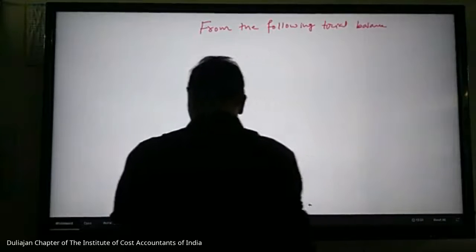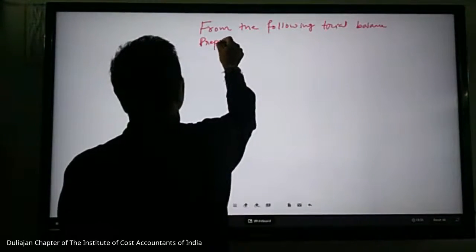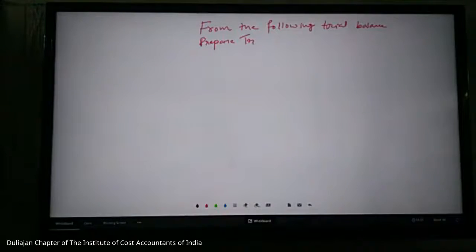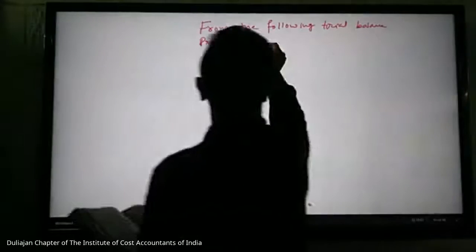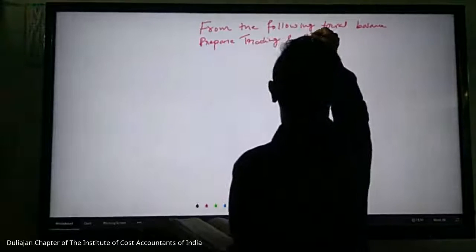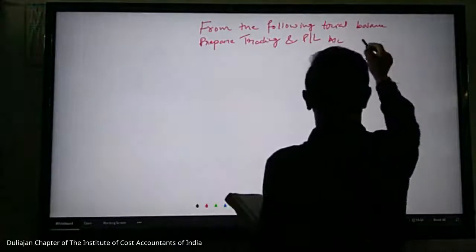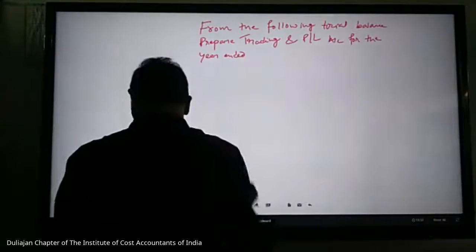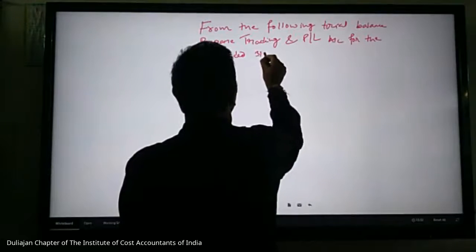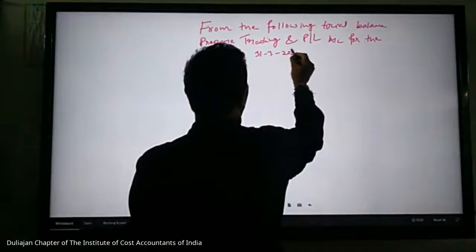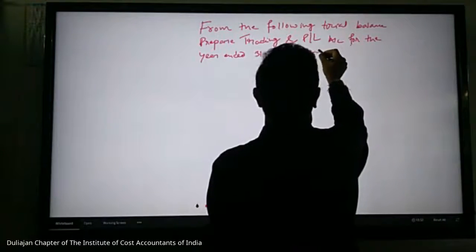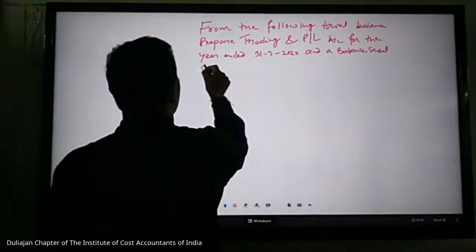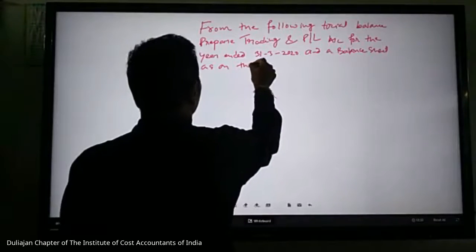From the following trial balance, prepare trading and profit and loss account for the year ended 31st March 2020 and a balance sheet as on that date.